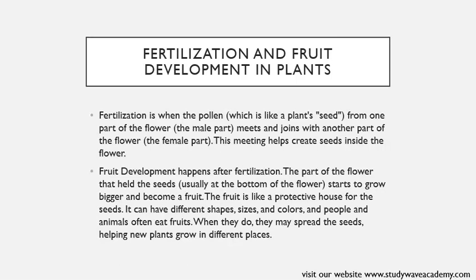Do we understand? Okay, so after pollination, the pollen combines with the ovules in the ovary, forming seeds. The ovary develops into a fruit, which protects and helps disperse the seeds. Okay, so do we understand that?